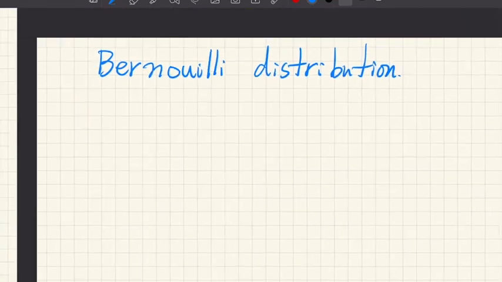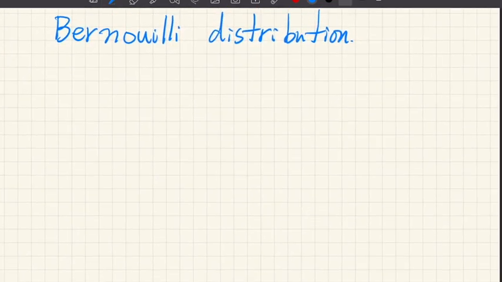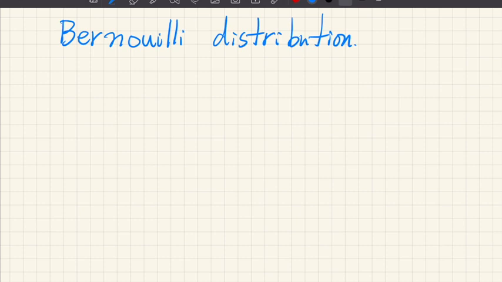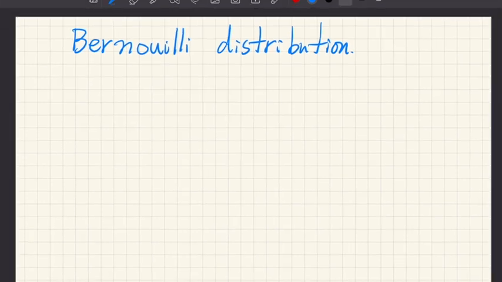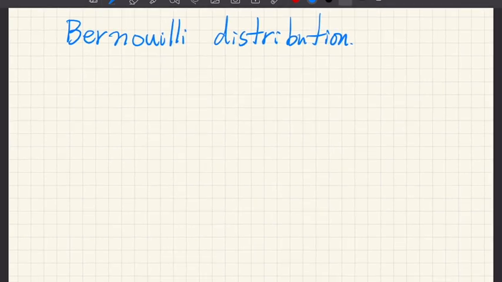Now we study some concrete distributions for some random variables. The first one is the easiest one, called the Bernoulli distribution. I think it's a French name. Bernoulli, I think, was Swiss. Yeah, so it's the Bernoulli distribution.